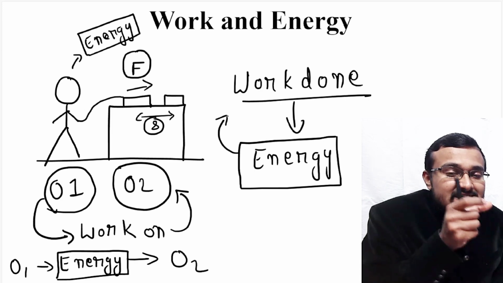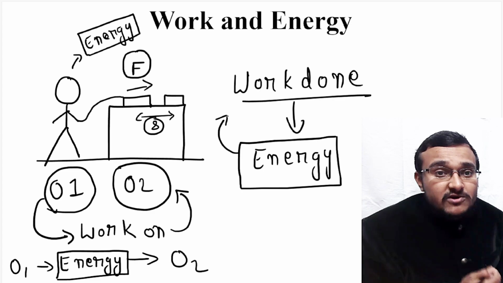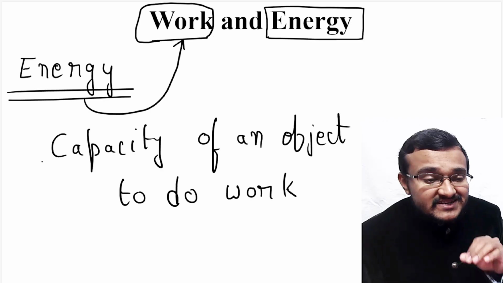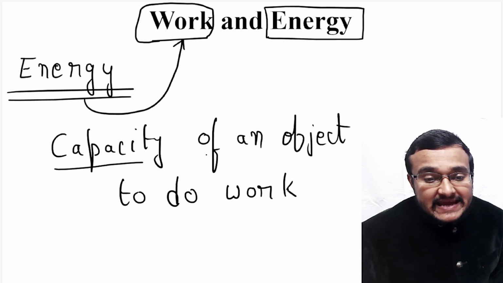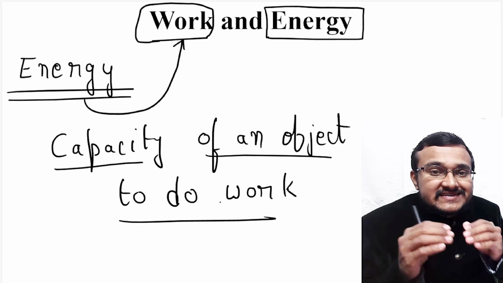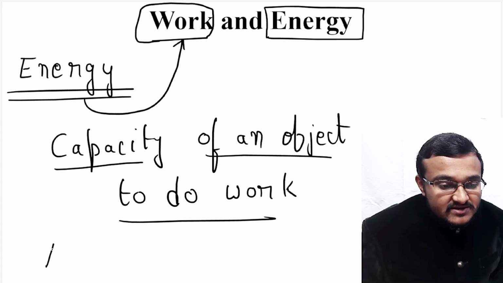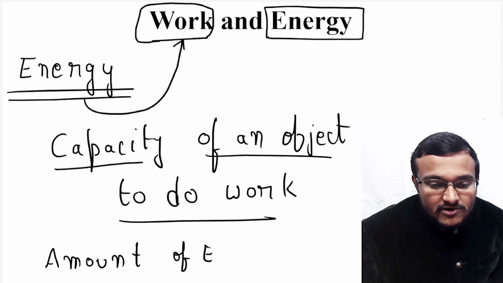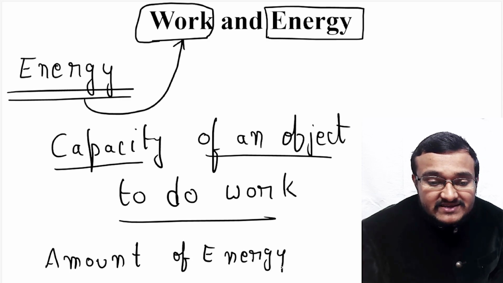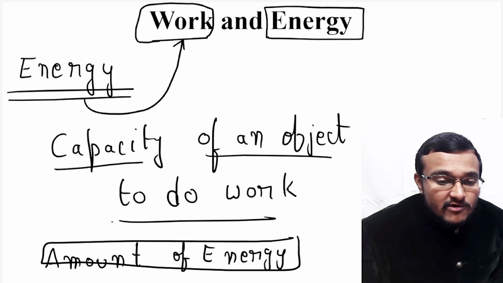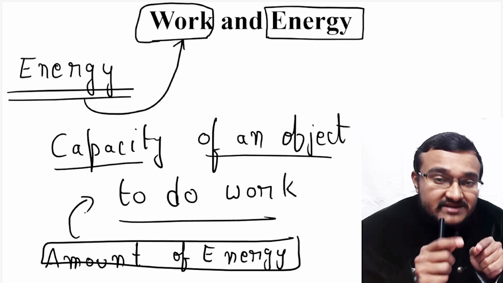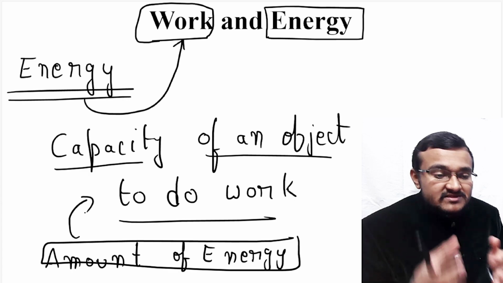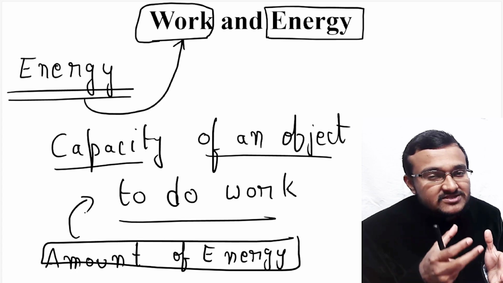So that's why work done is always equal to the amount of energy which has been spent to do that particular work done. That's why, in the initial explanation, I told you the capacity of an object to do work is the amount of energy which that particular object has. So the energy of any particular object is its capacity to do work. How much capacity that object possesses to do the work can be the amount of energy which that particular object is storing in it.